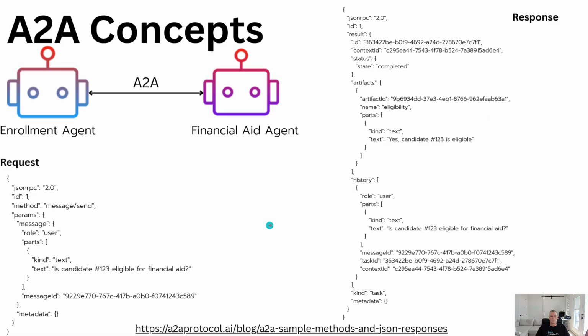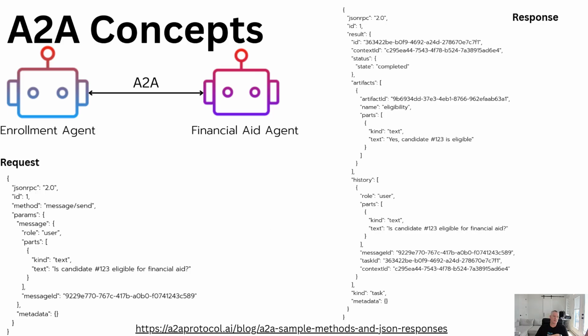So just to create this visually, perhaps we have a solution that includes two agents, and maybe this is a university and they want to build an agentic solution. They may have a need for an enrollment agent to be able to communicate with a financial aid agent. And so this represents a multi-agent architecture. And we can see that there's an interaction that takes place here across different messages.